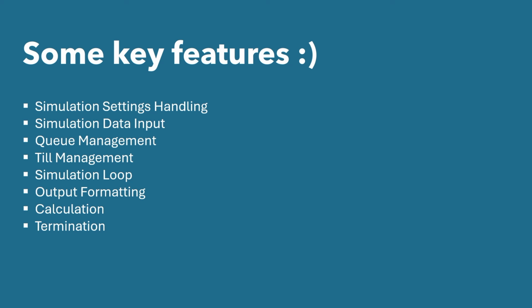The main stimulation loop runs for the specified stimulation time. During each time unit, it checks for buyer's arrival, serves buyers if the tills are available, and updates the queue and till states accordingly. The code formats and outputs the state of the tills and the queue at the end of each time unit. This includes till idle time, till busy time, buyer's waiting time, and the number of items in their basket. So that's what you can see at the end.